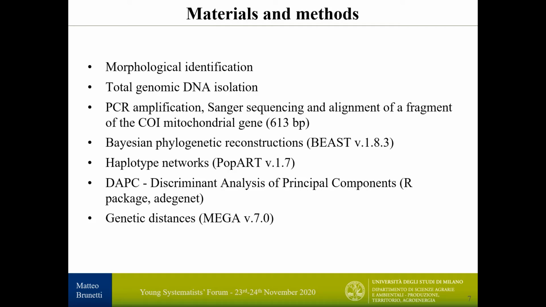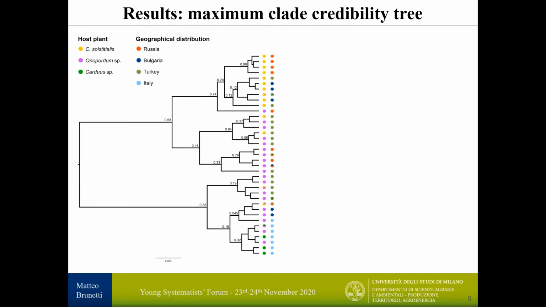Several tools have been used to characterize the genetic diversity of the sample population, including a phylogenetic reconstruction obtained through Bayesian inference. And this is the maximum clade credibility tree obtained from the Bayesian phylogenetic inference. Each tip corresponds to a CO1 haplotype, and the numbers on the nodes represent the posterior probability of the clade. As reported in the legend, the first column of colors corresponds to the host plant, while the second to the country in which the insects were collected.